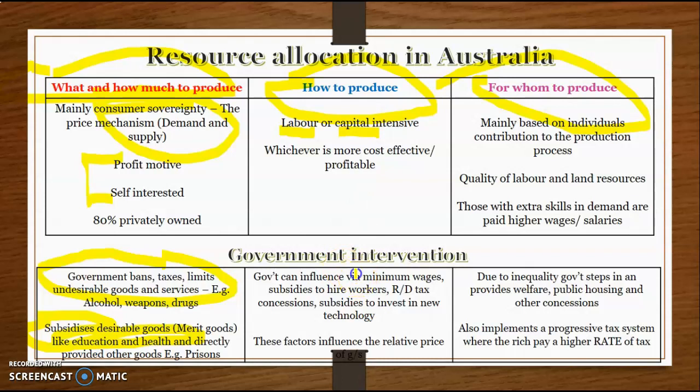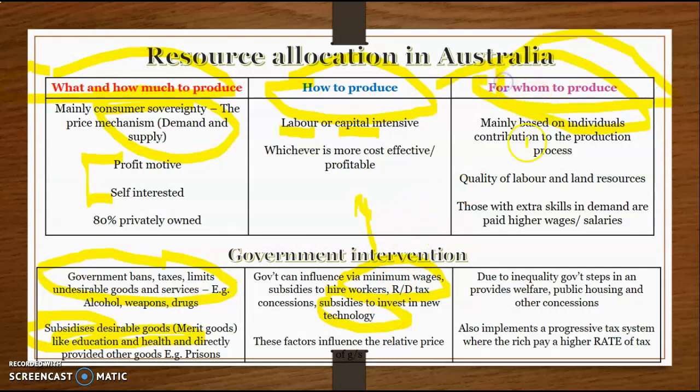The government can also intervene through things like minimum wages and subsidies and things like that. So minimum wage, for example, would increase the cost of using labour, so firms might be more capital intensive. Whereas if they give subsidies for using labour, firms might be more labour intensive because they're getting money back. So these factors will impact the relative cost of using capital versus labour.